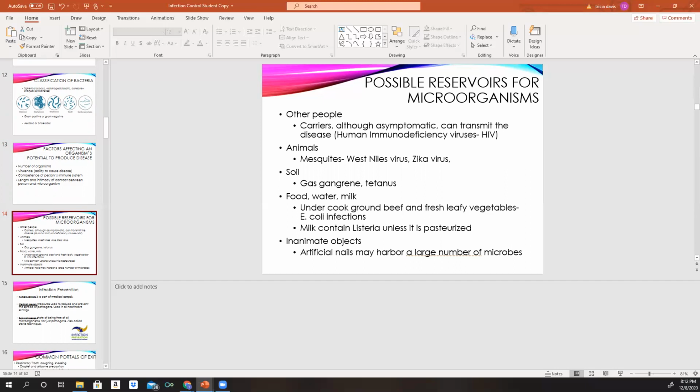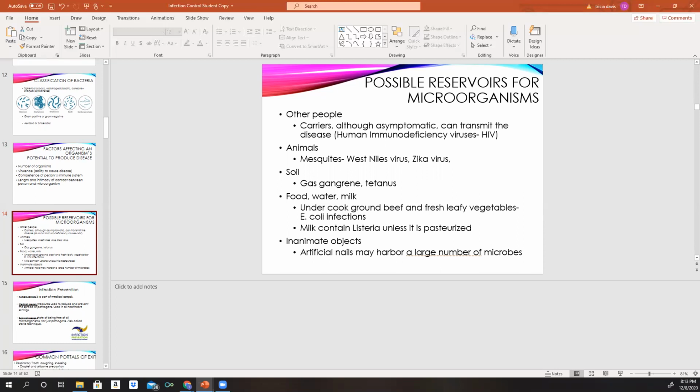You have animals, such as mosquitoes that deliver West Nile virus and Zika virus. West Nile virus is a perfect example of a pathogen whose reservoir is usually an animal, most frequently birds. Mosquitoes feed on infected birds, become infected, and pass the infection on to people when feeding on their blood. You have soil, where you can find gas gangrene and tetanus. You have food, water, and milk. Undercooked ground beef and fresh leafy vegetables can carry E. coli, which can cause infections.